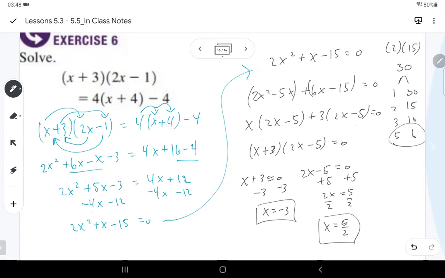Okay. Remember, your most correct answer here would be the set of -3, 5/2. All right. And don't forget that you would want to check that.